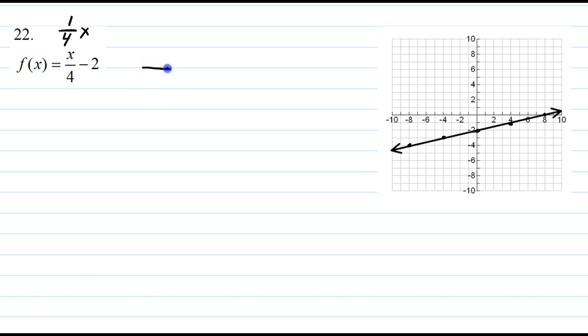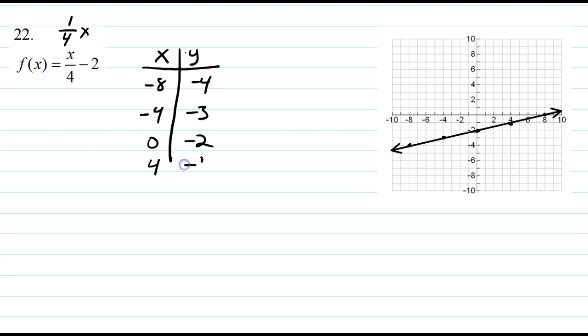Let's make our table. So we have negative 8, negative 4, negative 4, negative 3, 0, negative 2, 4, negative 1, and 8, 0.